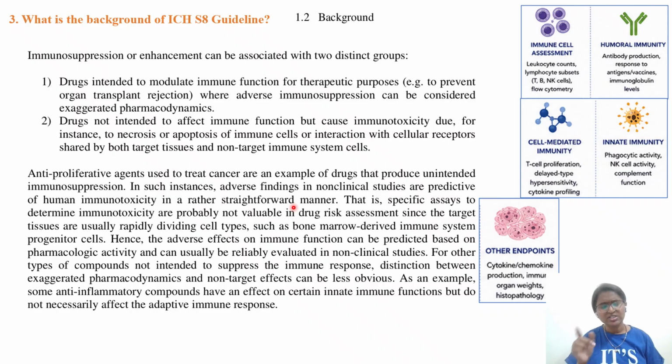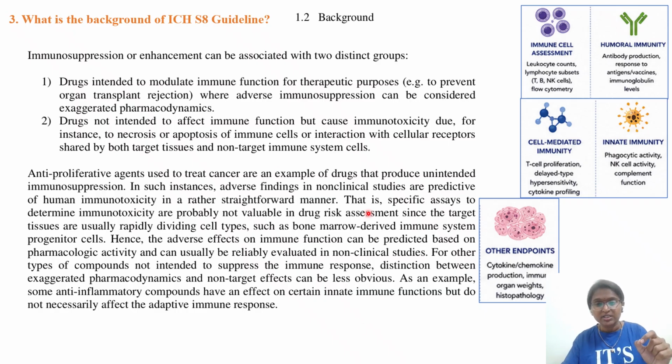straightforward manner. So in such cases, the scientists who are developing a certain drug already know this is definitely going to cause immunosuppression, and this is an exaggerated immune response. In such cases, adverse findings in non-clinical studies are predictive of human immunotoxicity. Already, the researcher knows the explanation for why this particular drug is behaving this way, or why this particular test species is showing these effects.